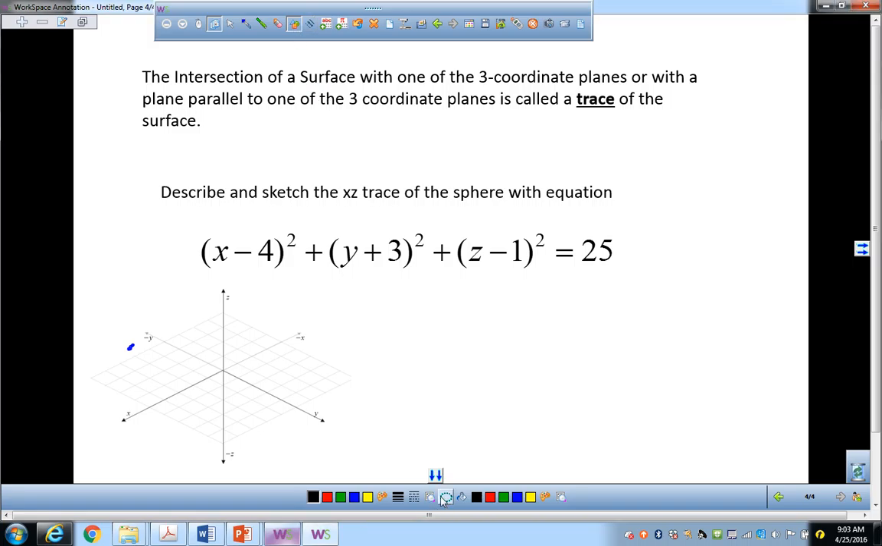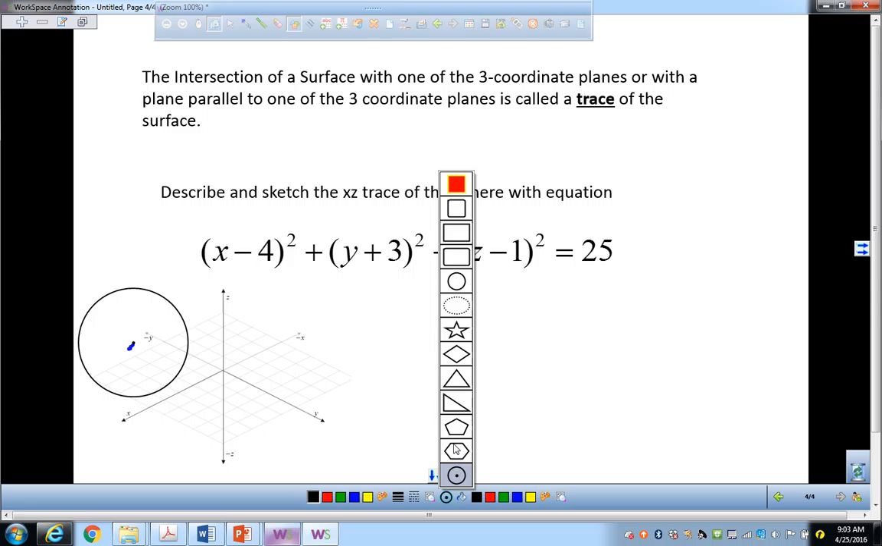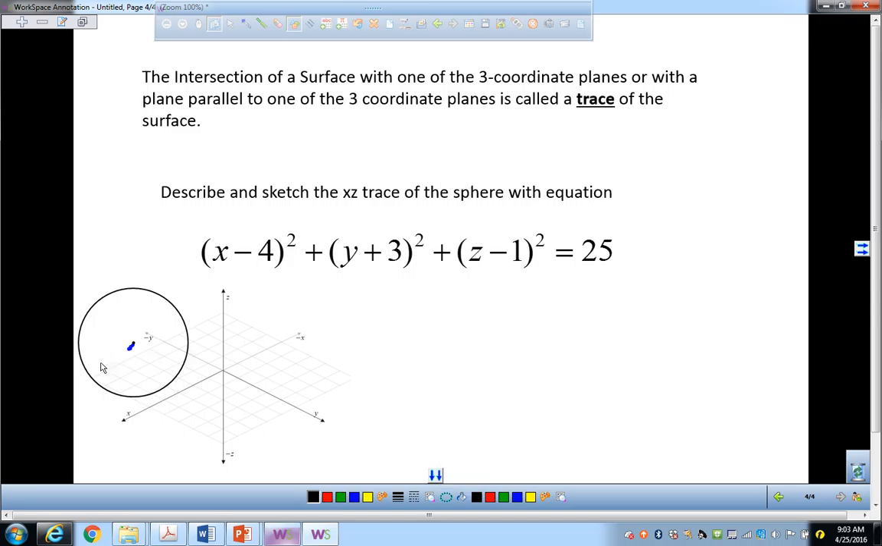Okay, so where's my sphere tool? This, I don't want this. I want this, radius of 5. So I'm going to try to sketch a sphere. I'm going to try this again. Okay, if I start here, there we go. You get the idea, right?